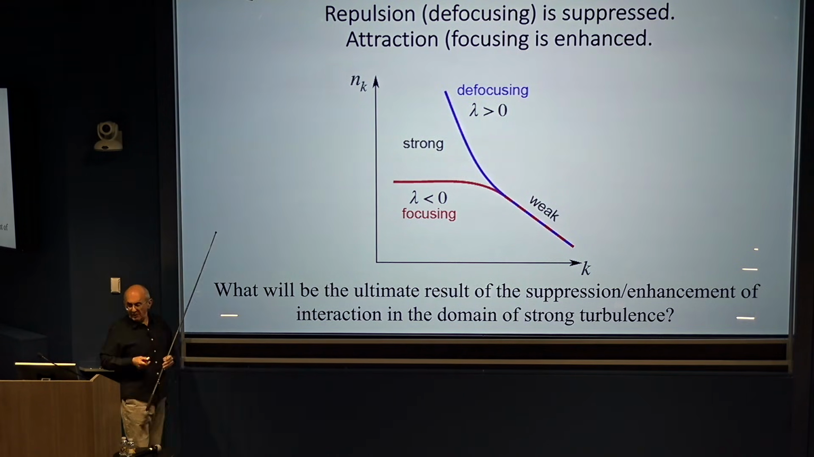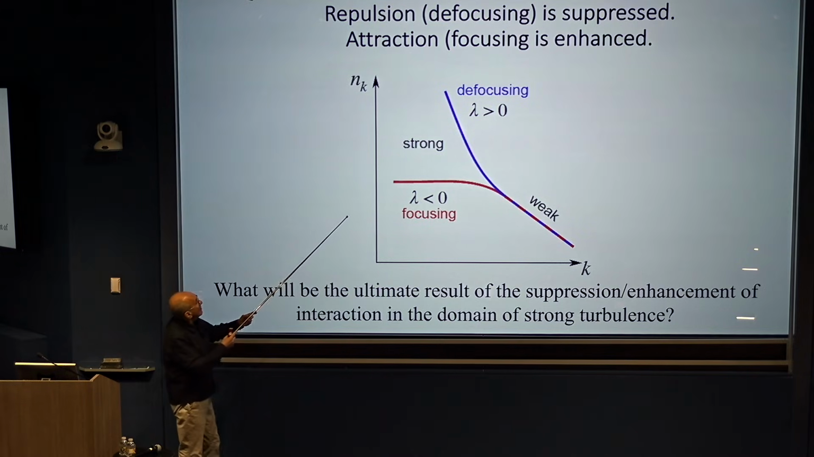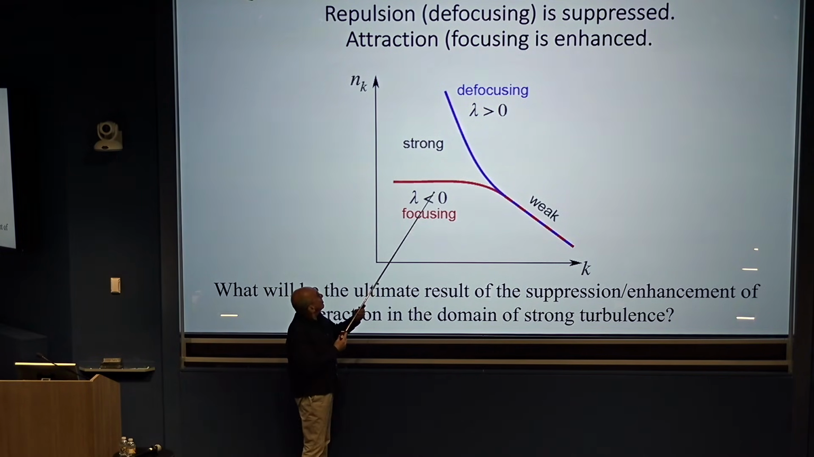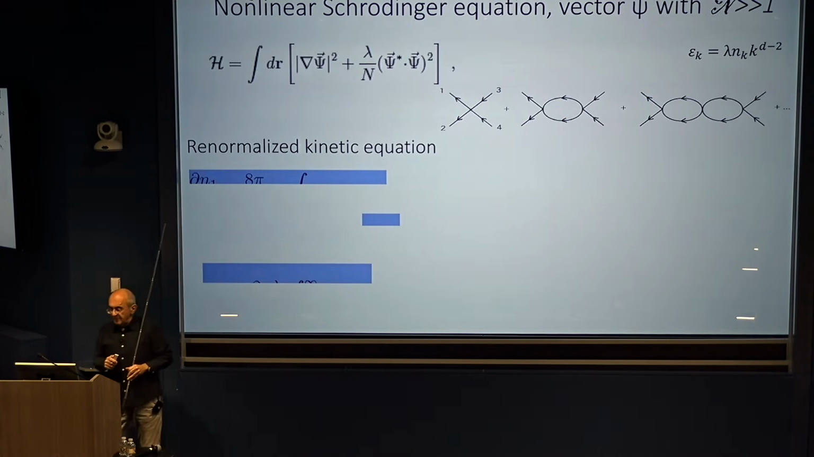We only accounted for one loop integral. So now we want to know where we eventually go. It's clear already that strong turbulence will be vastly different in these two cases, and we now want to see how different it will be.